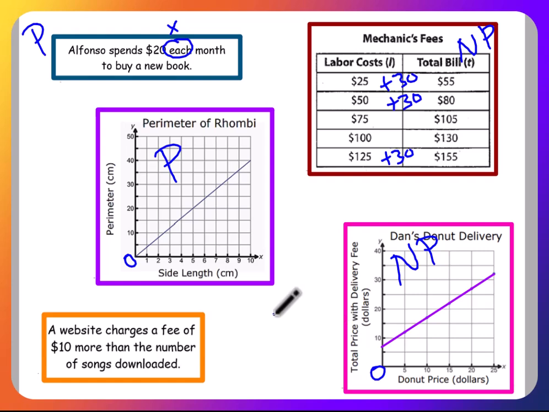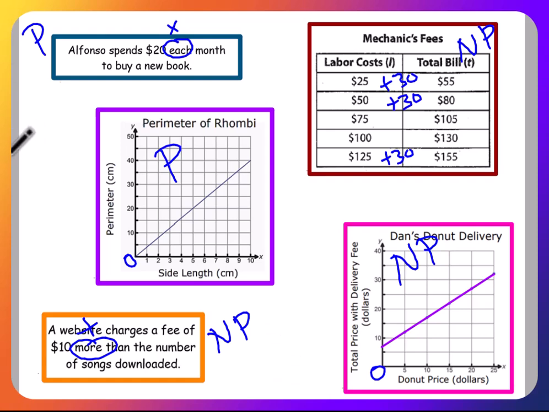The last one. A website charges a fee of $10 more than the number of songs downloaded. What is our operation here? More, and more means to add, which means this one is non-proportional. That's all there is to it for proportional and non-proportional.